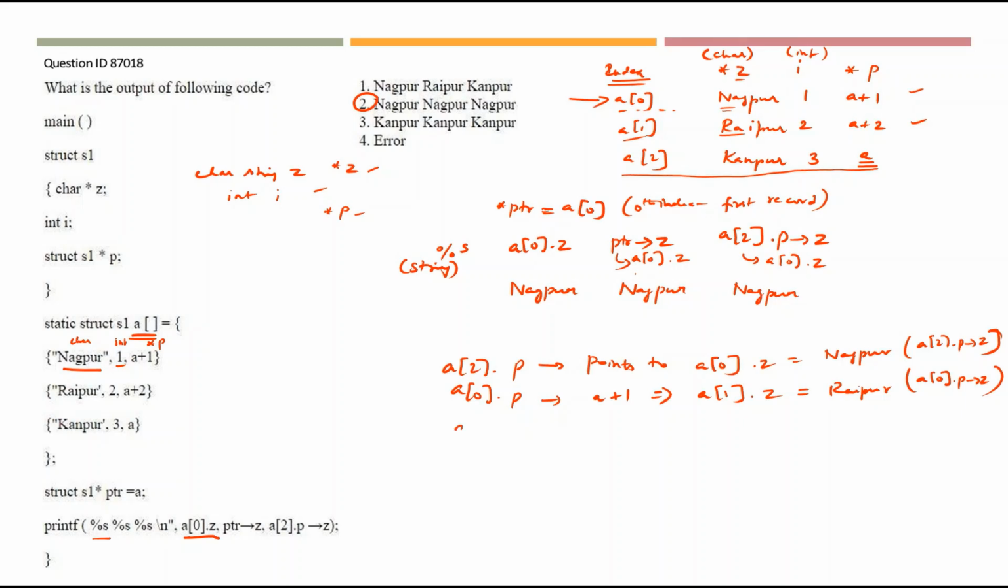Okay, let's see what is A of 1 dot P. So it has the value A plus 2. 0 plus 2 will be 2. Dot Z is equal to Kanpur. So this is A of 1 dot P Z field. Whenever I say A, it is referencing the 0th index. When I say A plus 1, it is index 1. When I say A plus 2, it is index 2.